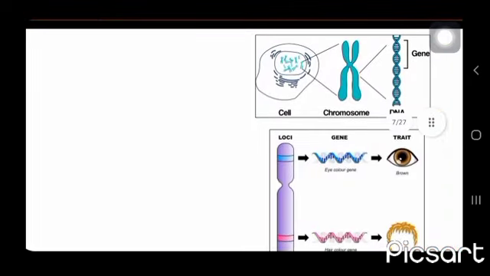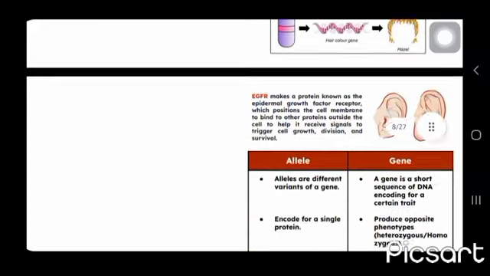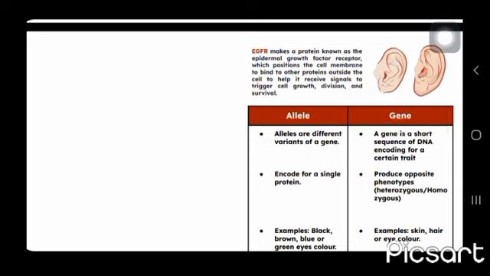Now, in our cells, small thread-like structures are called chromosomes, and our chromosomes contain genes. Okay. Now, what is EGFR? EGFR makes a protein known as epidermal growth factor receptor, which positions in the cell membrane to bind to other proteins outside the cell to help it receive signals to trigger cell growth, division, and survival.